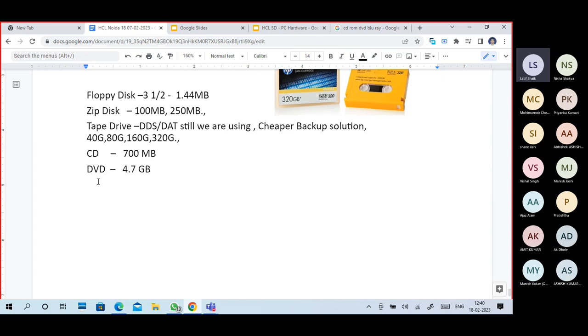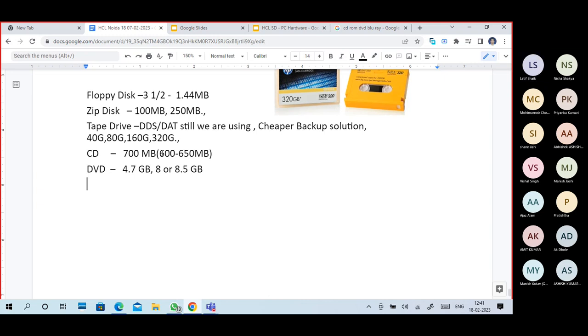A CD is 700 MB. In some textbooks, it shows 600 to 650 MB sizes only, guys. A DVD, single layer, is 4.7 GB. If a DVD has a double layer, it comes under 8 or 8.5 GB. Some DVDs show 8.5 GB, and some show only 8 GB. So 8 GB is the standard one.